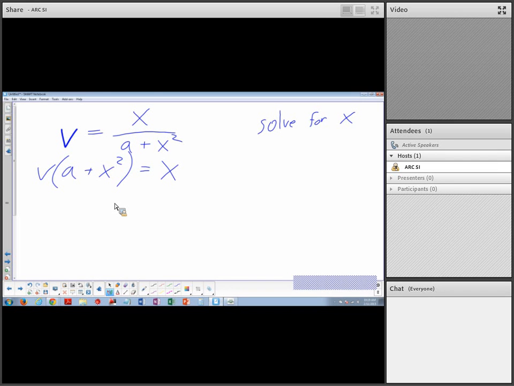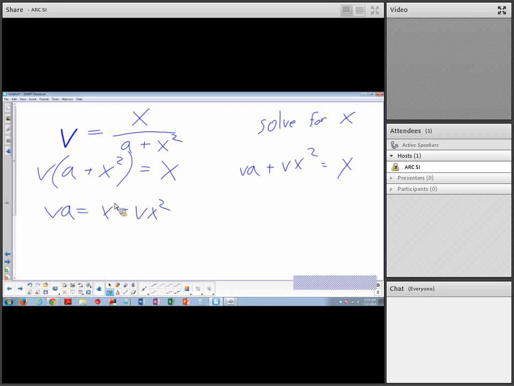Distribute V. We should factor that. Factor what? V out. We just factored V in. Vx squared. Subtract Vx squared on both sides. Sure. So what's your plan with that? After you subtract Vx squared, what do you want to do? Factor out the x.